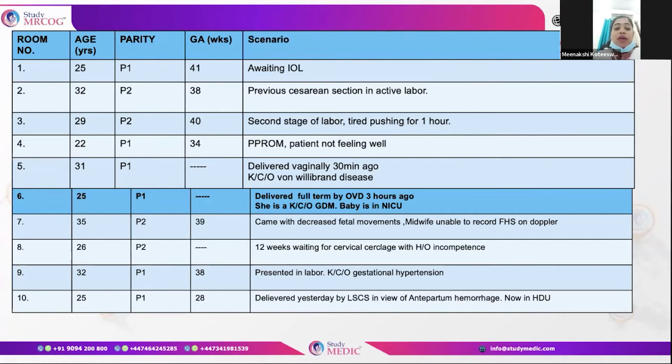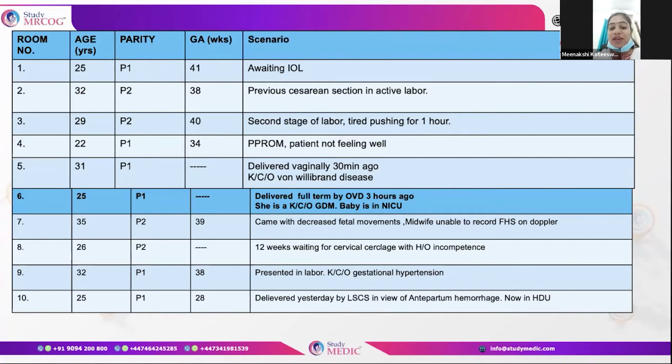And then is room number 8, who is a multigravida, and she's at 12 weeks, who is waiting for cervical cerclage, and she has had a history of incompetence. So firstly, I would want to send my ST4 to go and inquire about her antenatal history, whether all her reports until now are up to date or not, whether her booking scan has been done, her dating scan has been done. What about her investigations? I would like to know.